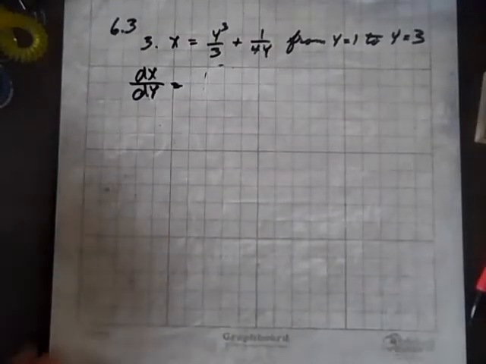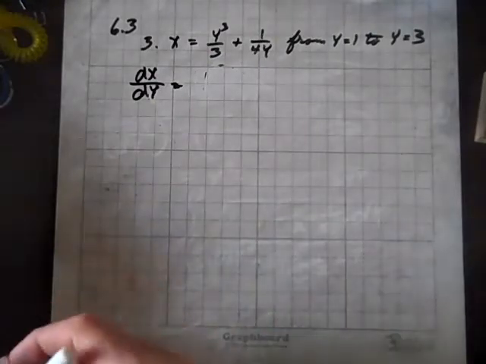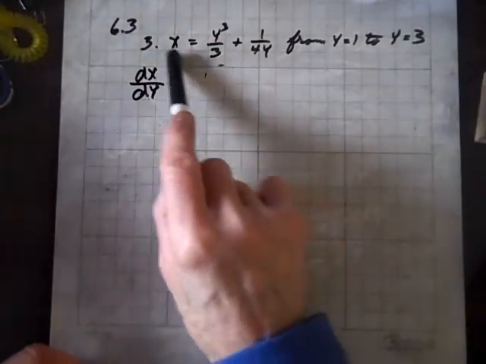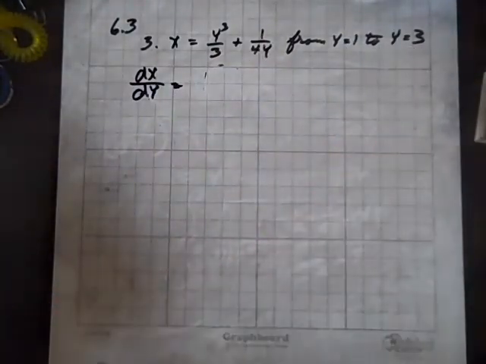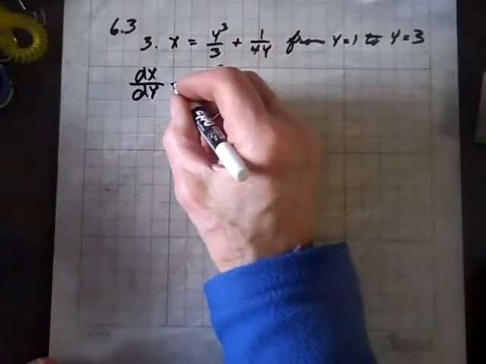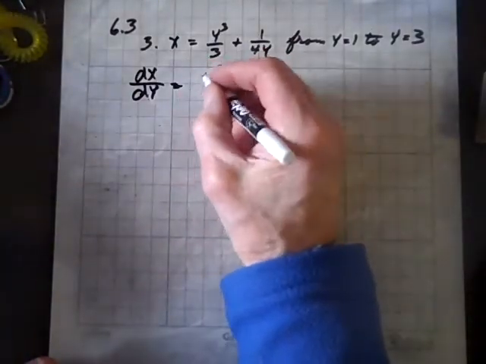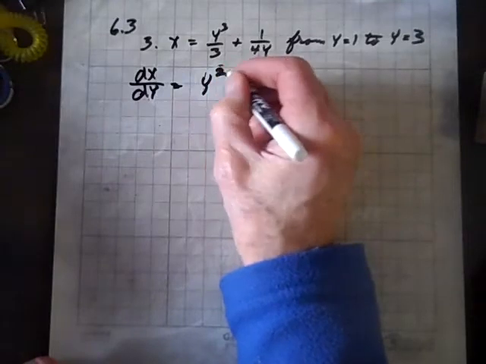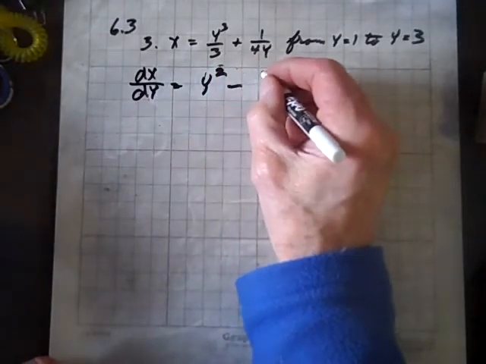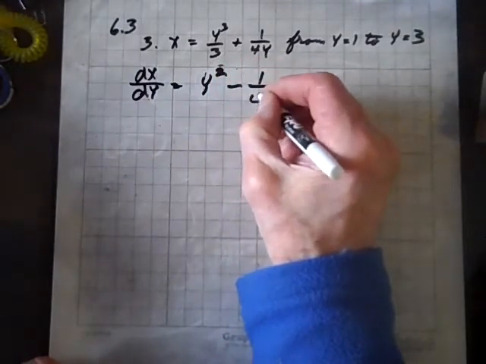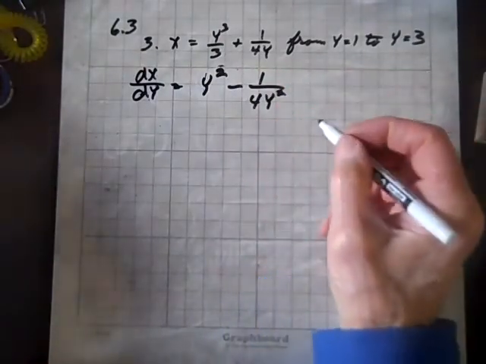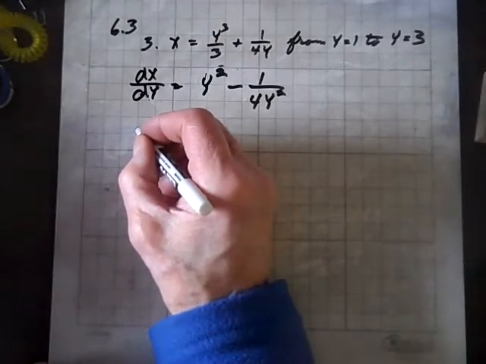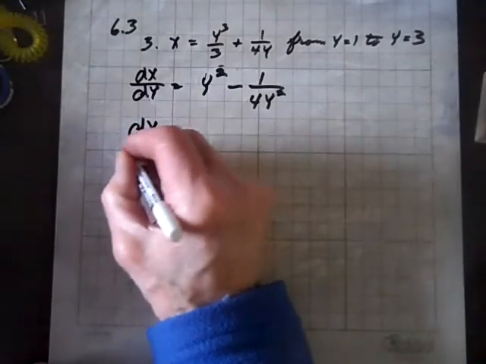Okay, now we're doing section 6.3, number 3, and we have to find the length of the curve represented by this equation from y equals 1 to y equals 3. So our first task is to find the derivative of this, and we get (y squared minus 1 over 4y squared). Now our next task is to square this.